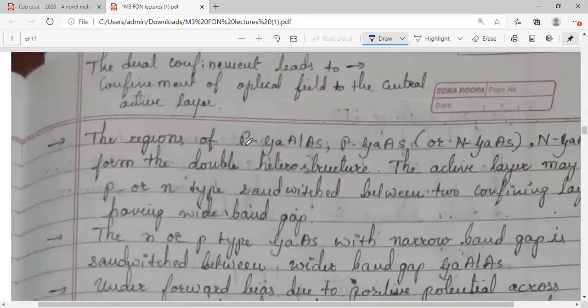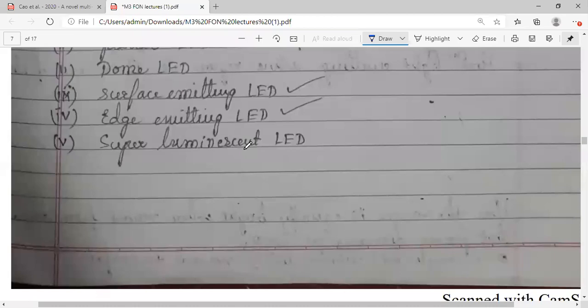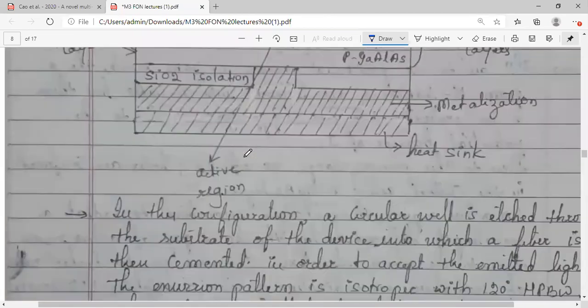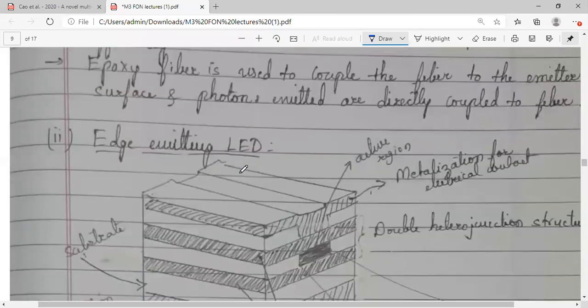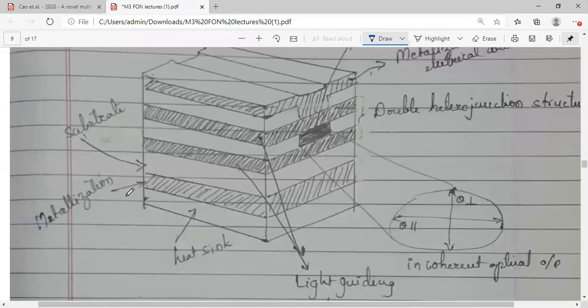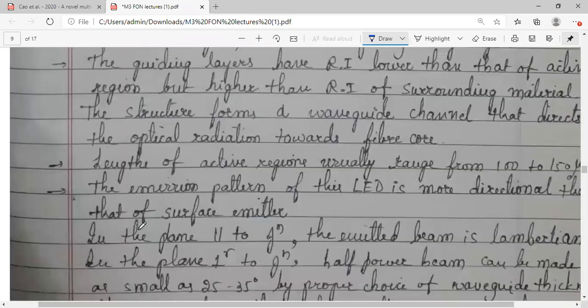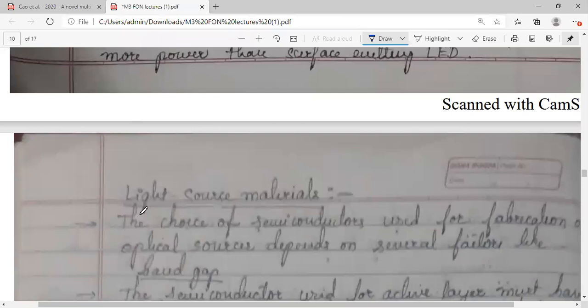Now coming to today's session, today's topic, we will be discussing the LED source materials. We have seen gallium arsenide, or the alloy, that is gallium aluminum arsenide. They were being used in the active region and the confinement regions. We have seen this in the heterostructure. So coming to that, the different light source materials that we can use, let us have the discussion on that.